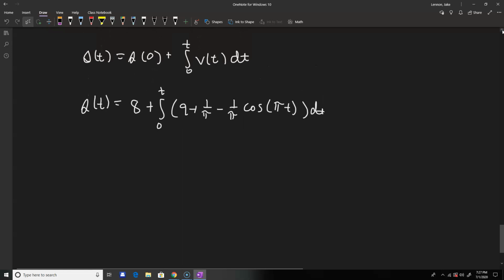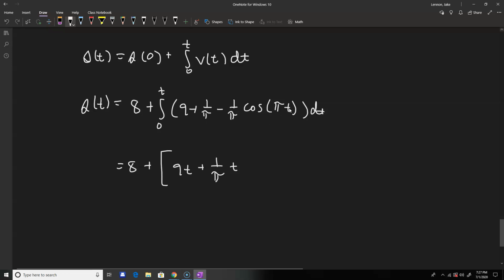So we know that we're going to get 8, and then we're going to do the rest of it. So we're going to get essentially 9t, or I guess supposedly this should all be an x, but it doesn't really matter so much. 9x plus, we can kind of do it all in step, 1 over pi t, and then we have to do the same thing here.